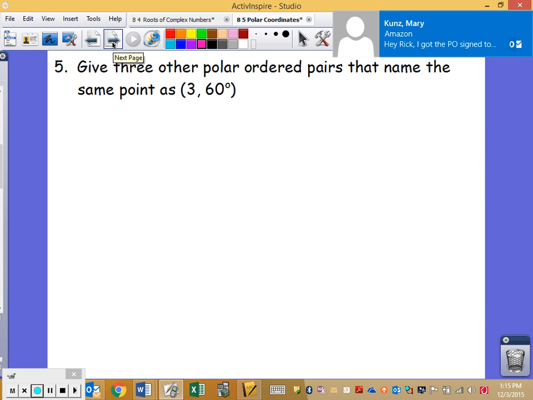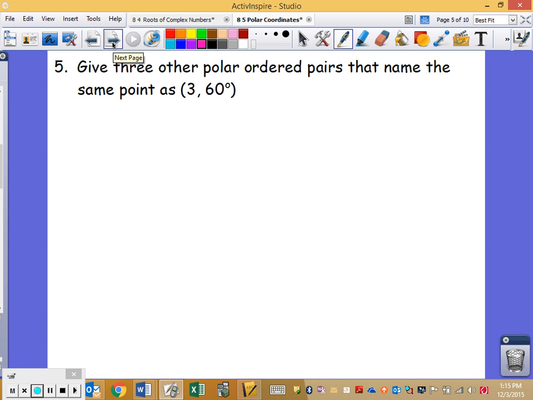Okay, give 3 other polar ordered pairs that will name the same point as 3, -60. You might be like, Wilson, what are you talking about? So let's graph this guy first. I got to go 60 degrees and 3 units out. So there's my original kind of scenario. That's one way I could write it. I'm going 3 units this way, up that far. Okay? 3 other polar pairs that name the same point.